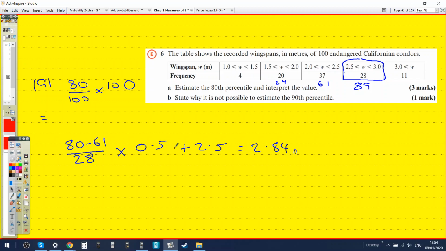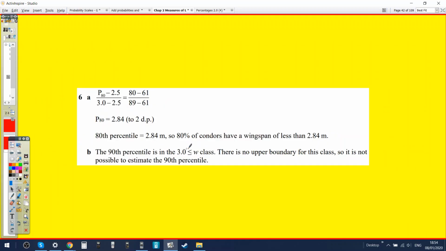And part B. It is not possible because there isn't an end value. Yes. There's no upper bound. There's no upper boundary for this class, so it is not possible to estimate the 90th percentile.